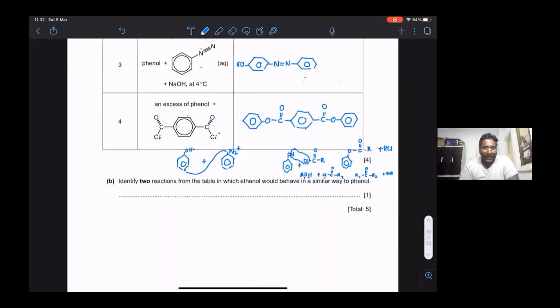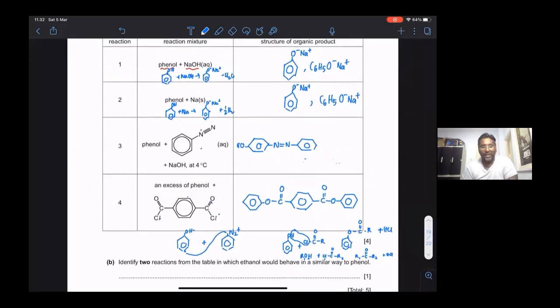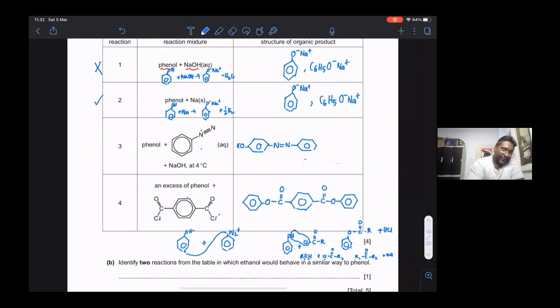Identify two reactions from the table in which ethanol will behave in a similar way as phenol. It's quite simple. Ethanol does not react with sodium hydroxide. Do remember that ethanol is not acidic enough. They do react with sodium. Ethanol will not undergo diazotization reaction. Ethanol does react in the esterification reaction, as you saw just now.